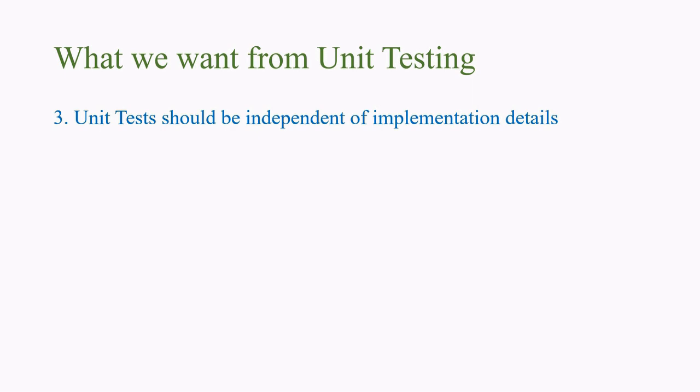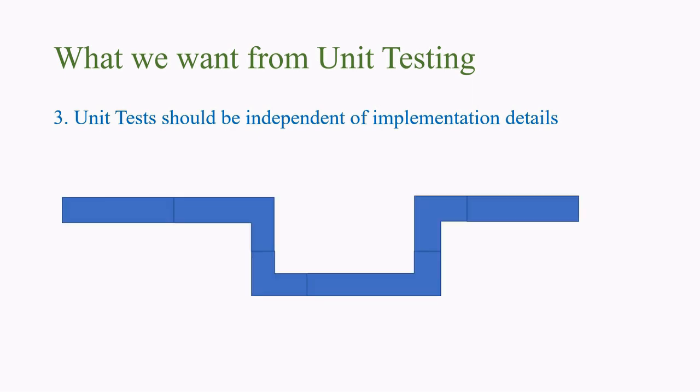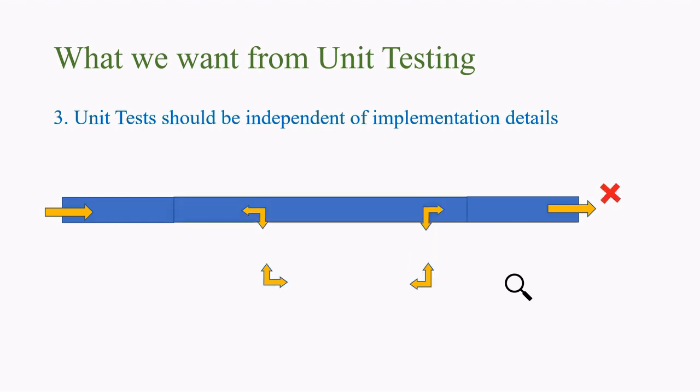Unit tests should be independent of implementation details. Now let's go back to the first scenario. For this, if you wrote a unit test like this, that is, if a straight is available, and then if a right is available, and then if a left is available, and so on till we go out and declare the test as pass, this test is very close to the implementation details. When the implementation details change, the test is going to fail.